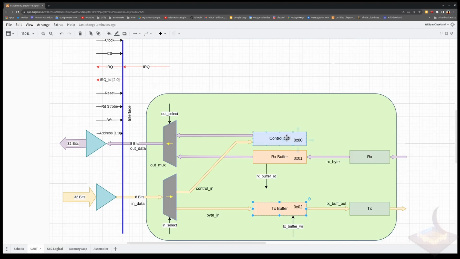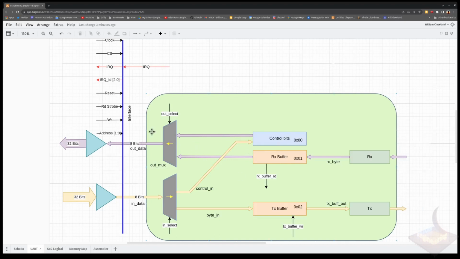Now, each one of these buffers has an address, 0, 1, and 2, and we'll see how that address is formed inside of the SoC itself. So this particular component will sit inside of the SoC, and this is the only outside connection to the world that we have. In this case, it'll be to a USB to UART connector. So this is the diagram.